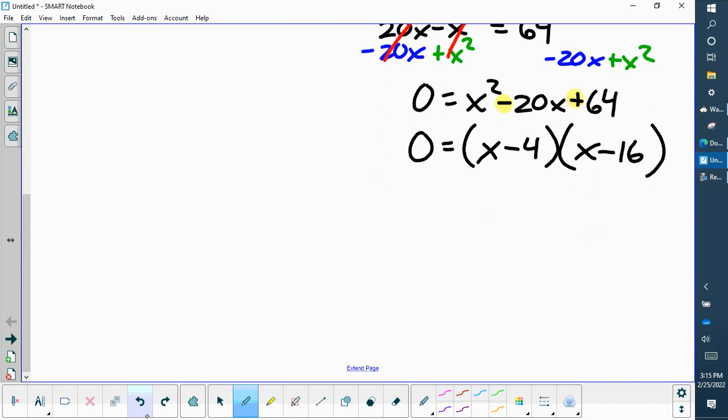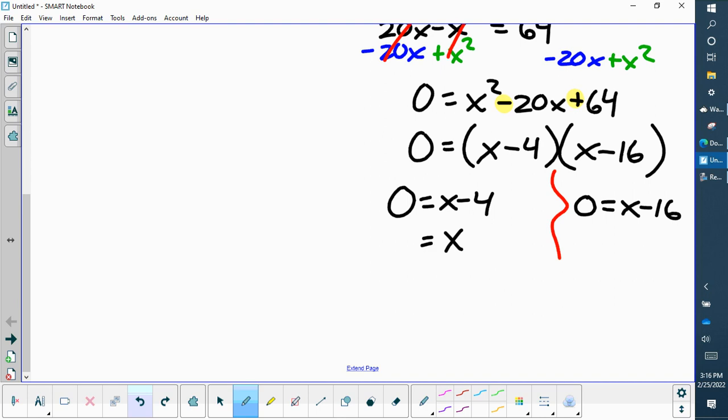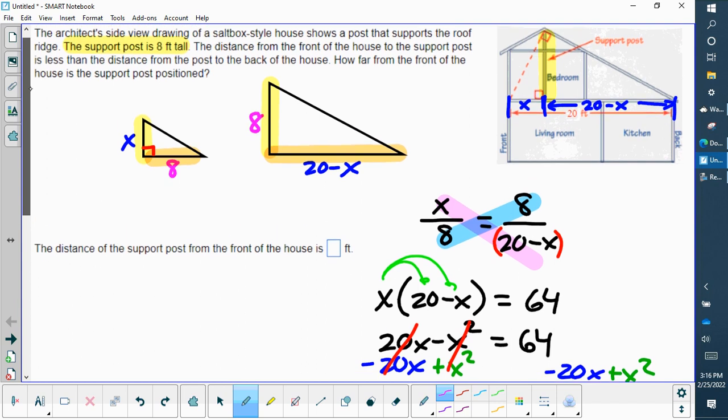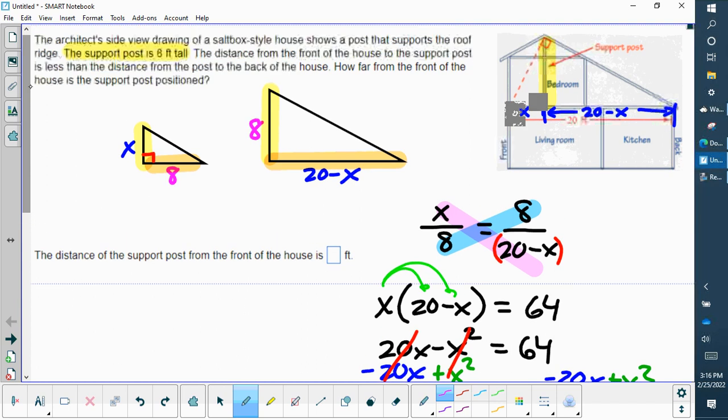Now, at this point, it's almost like you're making two equations. When does 0 equal x minus 4, and when does 0 equal x minus 16? These are both one-step equations. I'd add 4 to both sides. And here's my two answers. Okay, and if I look up here, the final question says, find the distance of the support post from the front of the house. So that's x. So that's the smaller number, 4, because it says front of the house. Hopefully that helped.